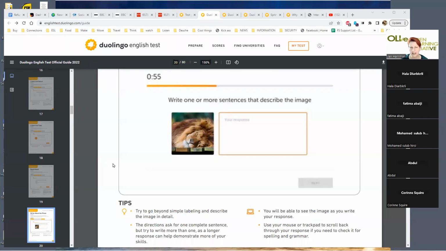Well, what more could you say? Let's think about synonyms for what you just said. So there's a brown lion. He's laying down and he's sleeping. He looks happy. You could say he looks contented. All right. You could say it must be a quiet place.